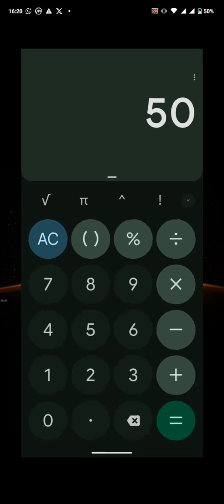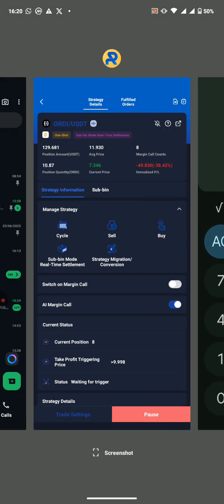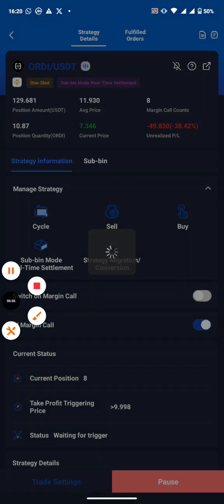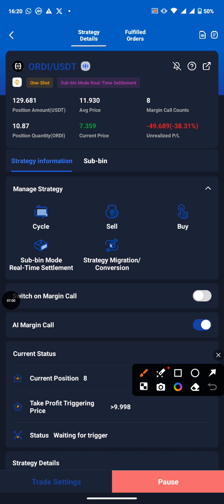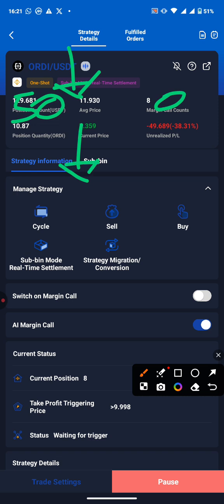I want you to understand this. When I began trading this coin, I began with $50 here, and I had 0 margin calls. The robot had bought nothing. But whenever the market kept on dropping, the robot could buy. The market dropped, the robot bought. The market dropped, the robot bought.